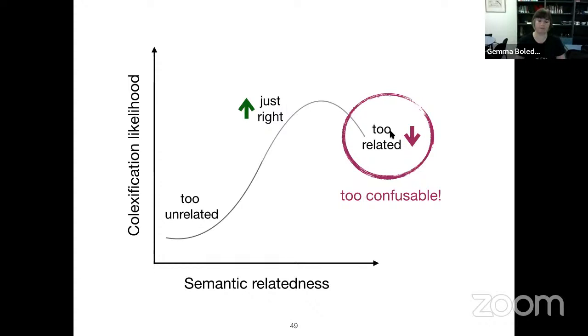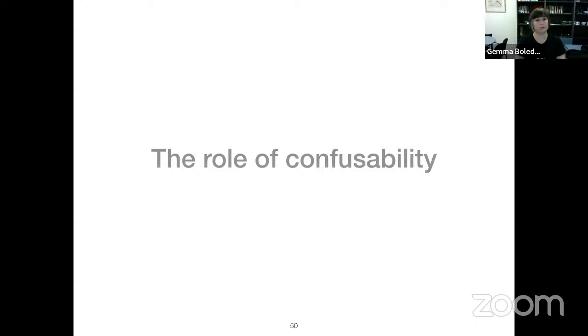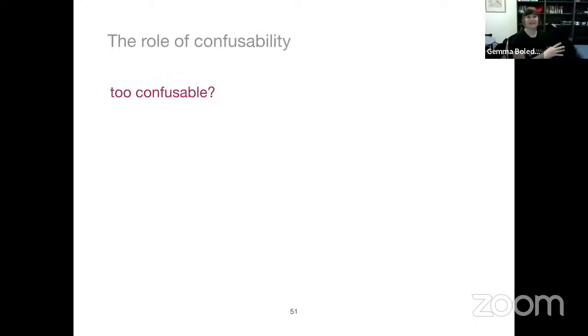So in the second and final analysis, we test the role of confusability in a more direct way. To do that, again, we need data. And we need a way to operationalize the notion of too confusable. What does it mean? We need to define independently what it means for meanings to be too confusable, such that then we can check what happens with their colexification rates. And this is not easy.